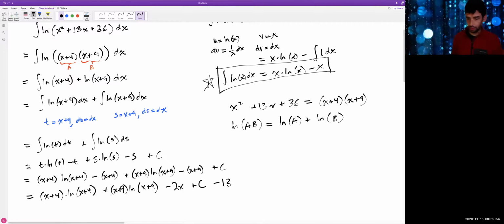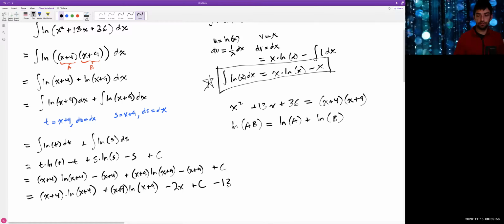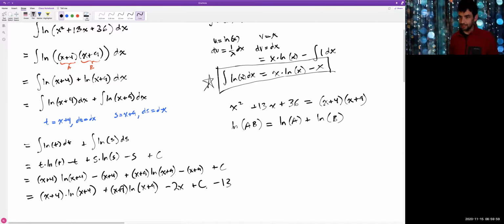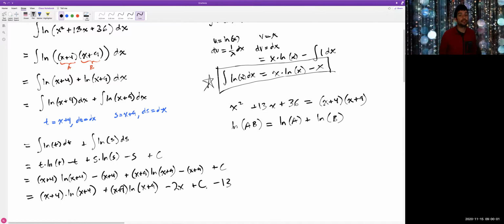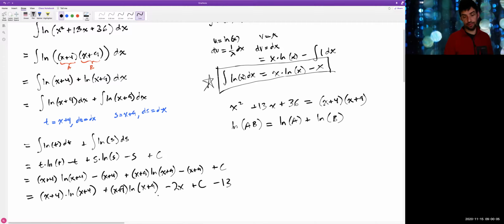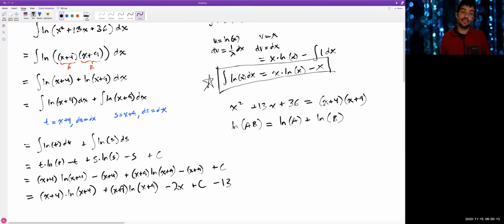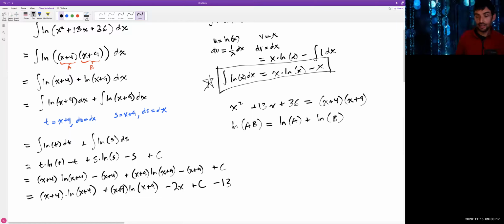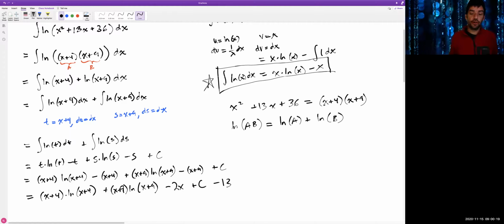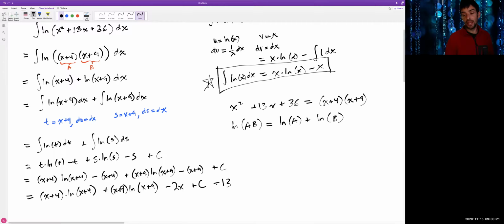So here's one little point of confusion. We've got this arbitrary constant c, right? Remember the meaning of c. It's an arbitrary constant saying that if you start with this antiderivative I have here, the x plus 4 natural logs, all that, minus 2x, that's like our base. And then adding any constant to that, or subtracting a constant, or adding a negative constant, still has the same derivative. So it's a family of antiderivatives.